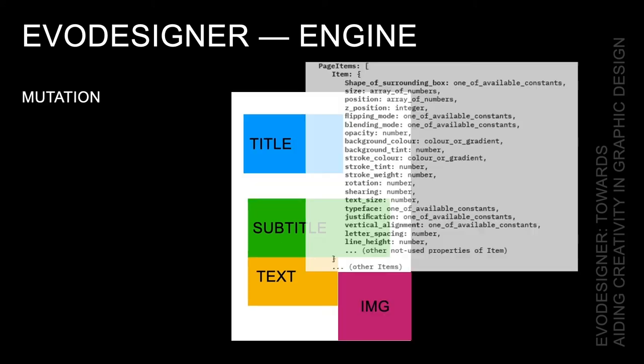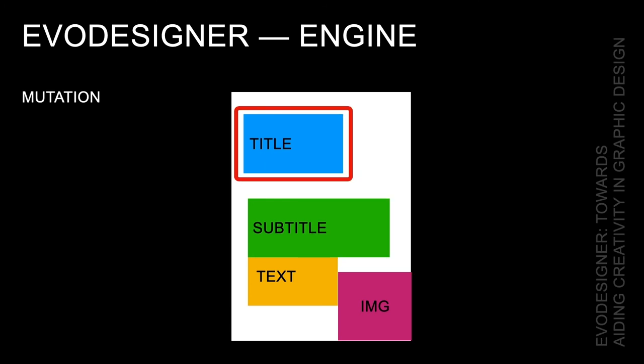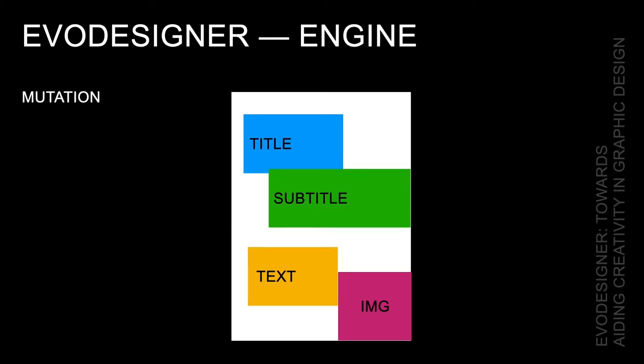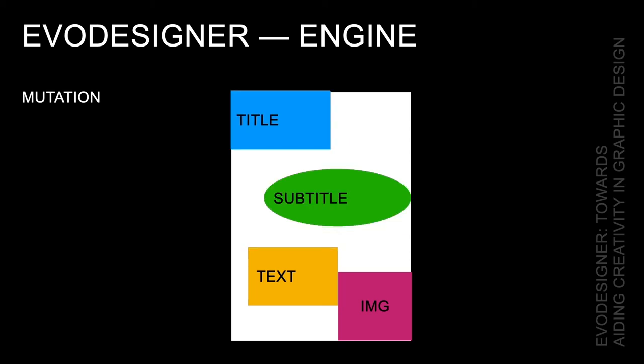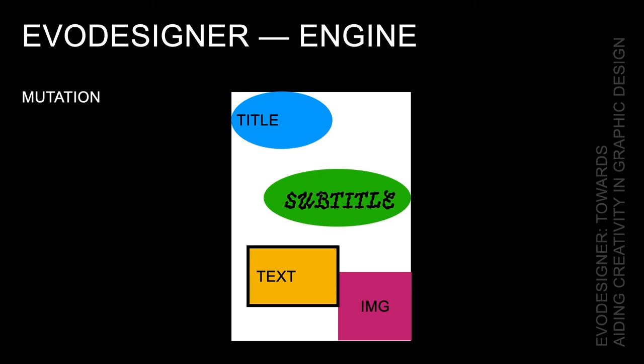As far as mutation is concerned, each property of each page item has a 1% chance to be mutated, changing the position, geometry, and other style properties of the items.